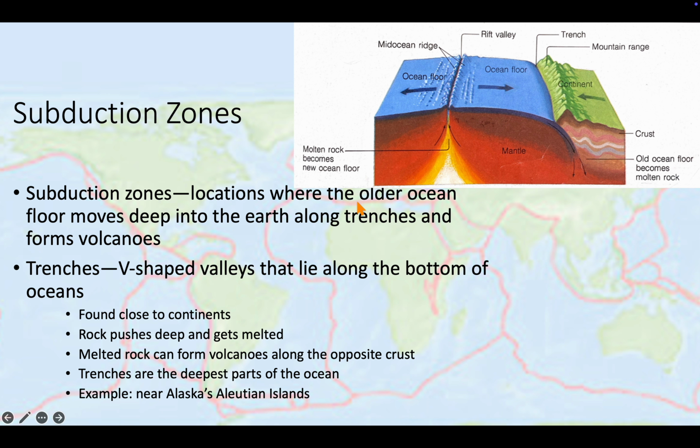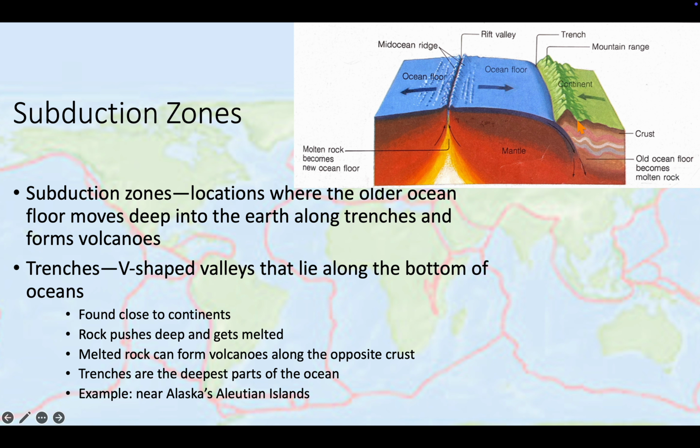Subduction zones are locations where the older ocean floor moves deep into the earth along trenches and forms volcanoes. Here's our subduction zone. We get a trench near the land, which is a deeper area. It's a V-shaped valley that lies along the bottom of the ocean, but deeper. When the continent ends, there's kind of a drop off. The trenches are found close to the continents. The rock can push deep and get melted, so this crust that's going under is going to end up melting. The melted rock can then cause volcanoes to form.